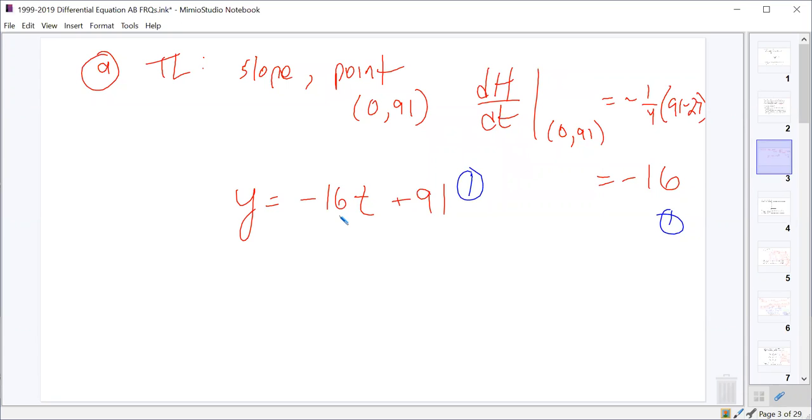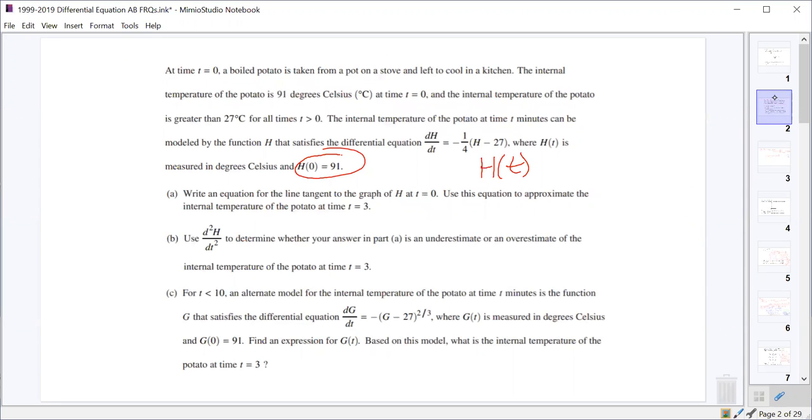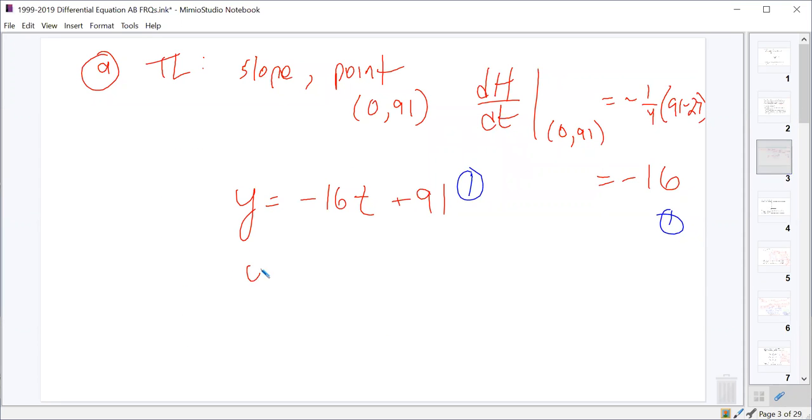Okay, so then they asked us to evaluate that at t equals 3. Is that what it was? t equals 3. So y equals negative 16 times 3 plus 91. And that should come out to be, what is that, negative 48, so 43 degrees Celsius. And that's one more point.